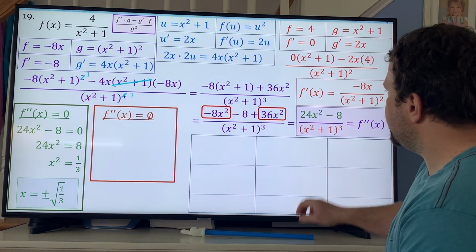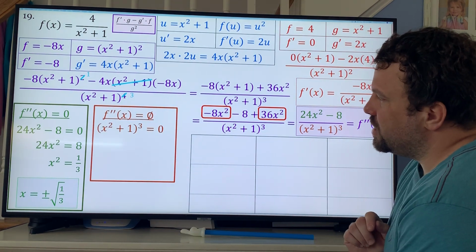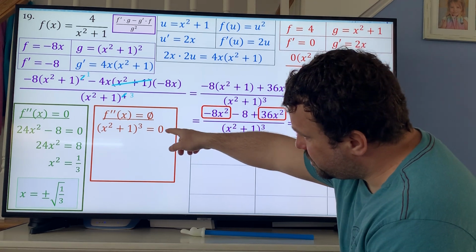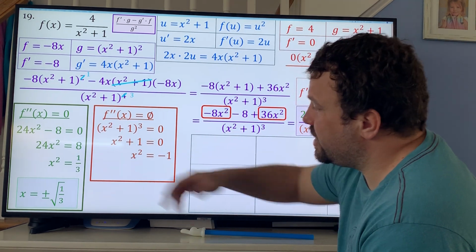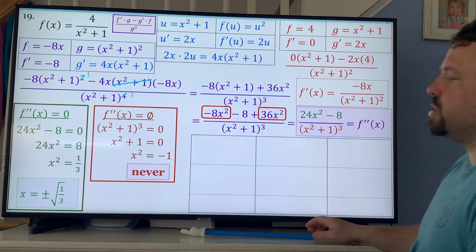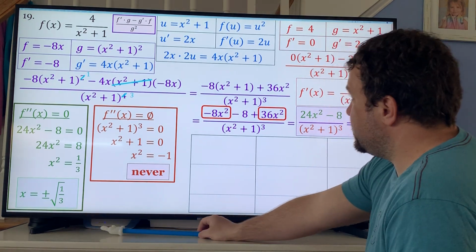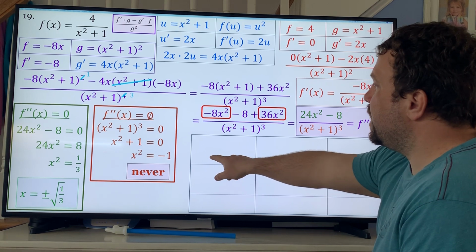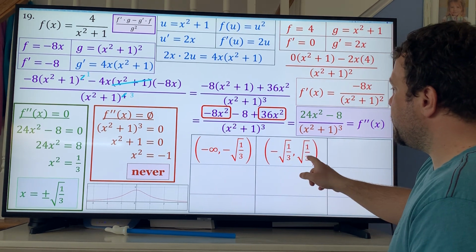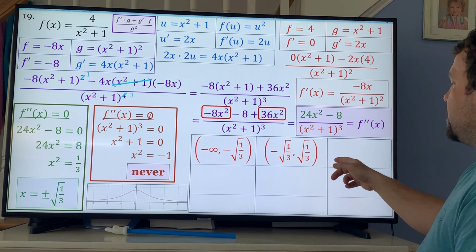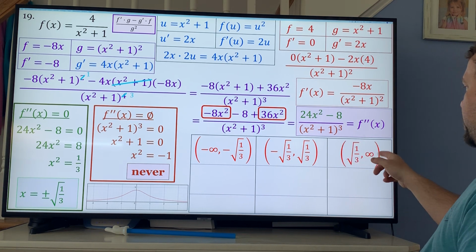When you set it equal to undefined, you set the bottom equal to 0. Cube root of 0 is 0. Subtract 1. Well, obviously you can't get the square root of a negative, so we're just going to use these two critical numbers. Take those two critical numbers: negative infinity to negative radical 1/3, negative radical 1/3 to radical 1/3, and then radical 1/3 to infinity.